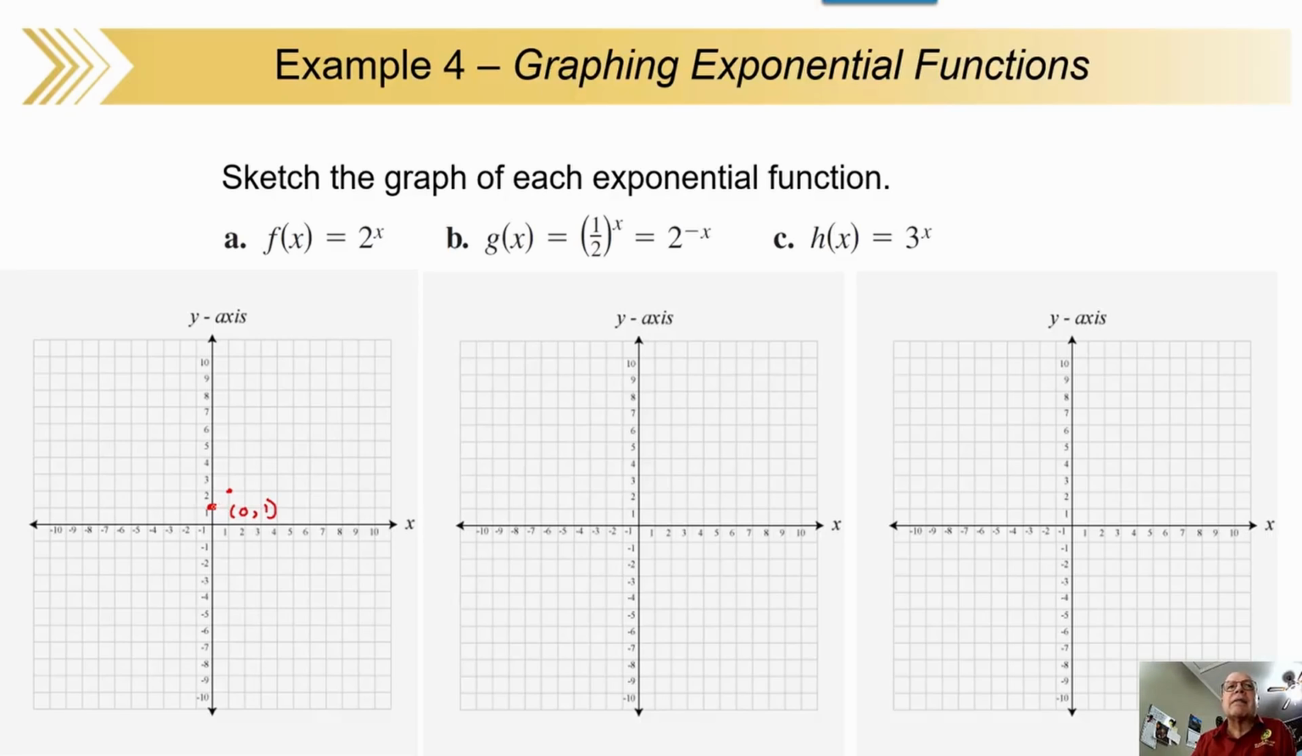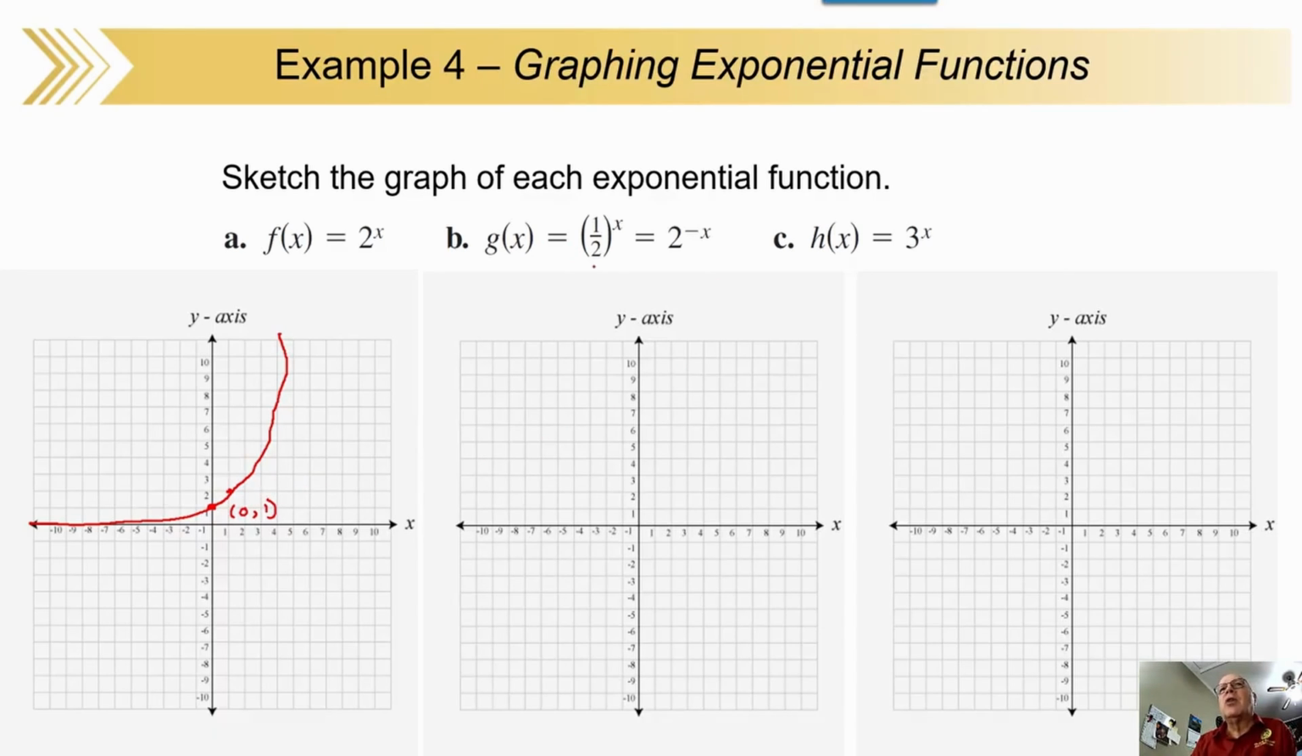And the basic look is like this. Once you've got a couple of points, and you're familiar with this, it goes sort of like that. And on the left-hand side, it approaches the x-axis. Remember, that's an asymptote. So the x-axis is an asymptote on the left. And it rises, excuse the expression, exponentially on the right. It rises quickly and without bound to the right.